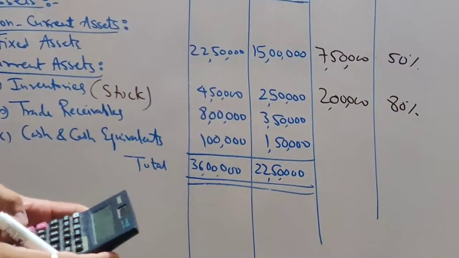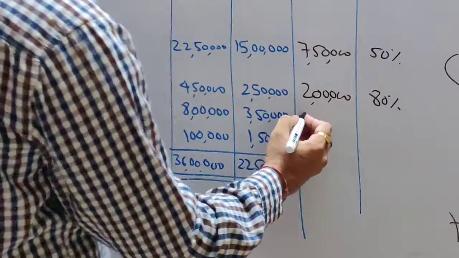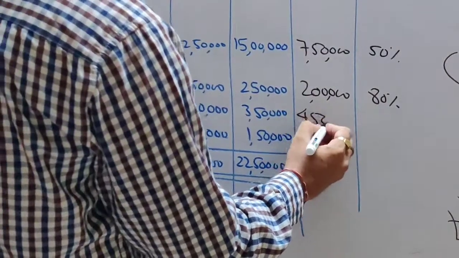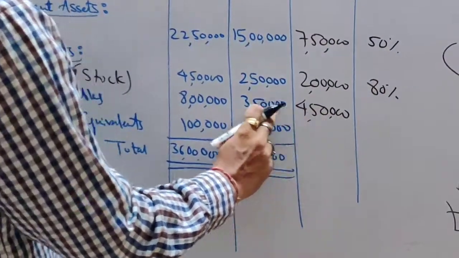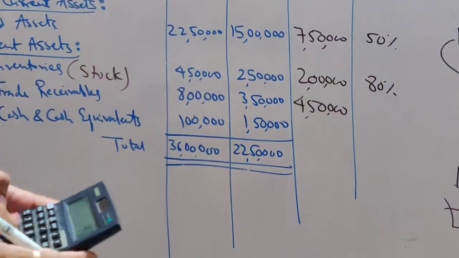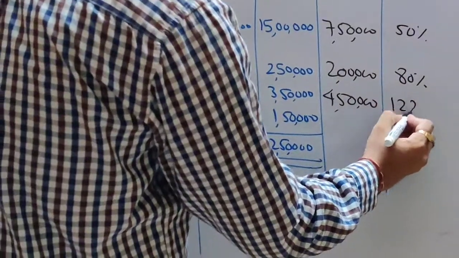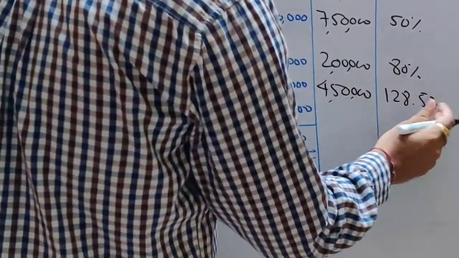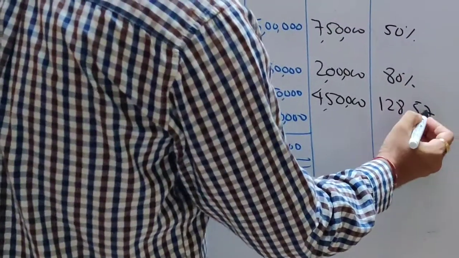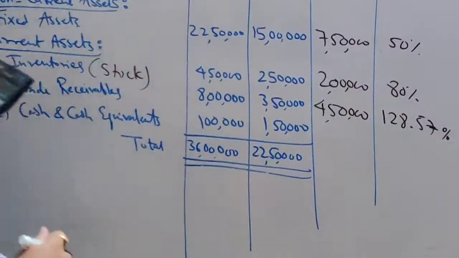Next item, trade receivables. 3,50,000 became 8 lakh. So minus 350, it got increased by 4,50,000. So let's find the percentage. 450 divided by 350. Your answer will be more than 100%. Yes, it is 128.571. The 1 is less than 5, so I am dropping that third place after the decimal.